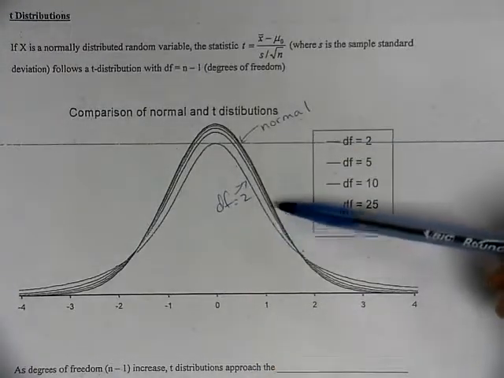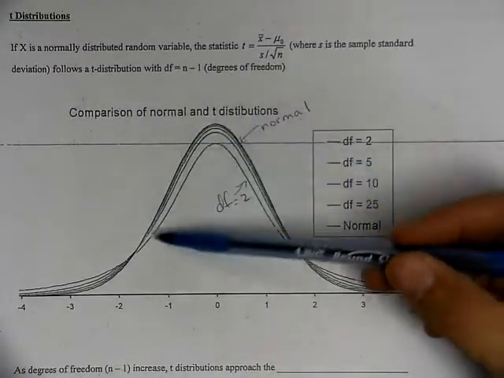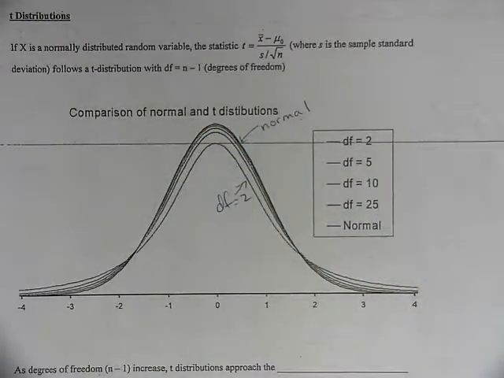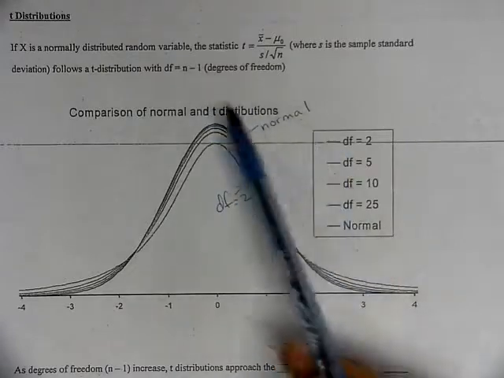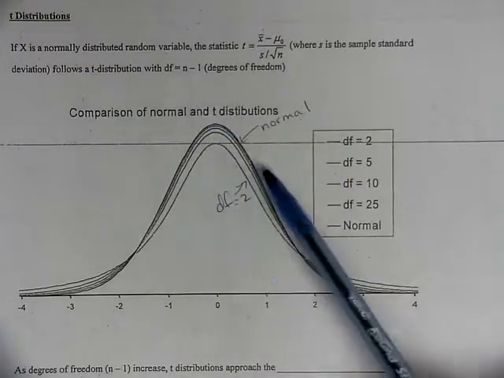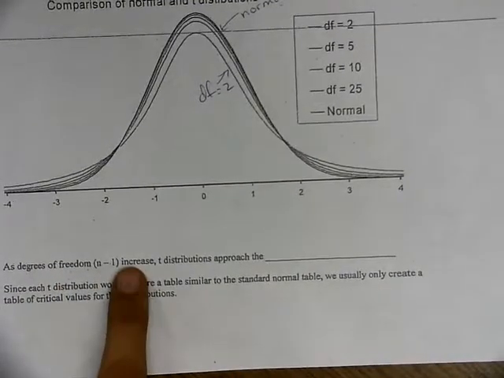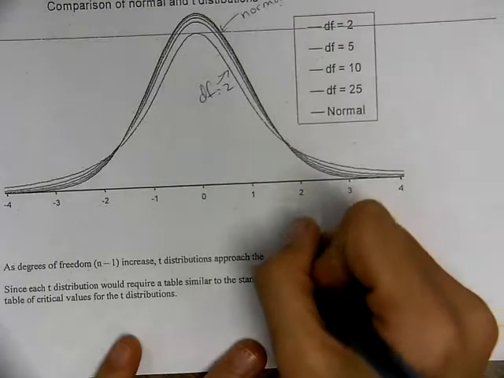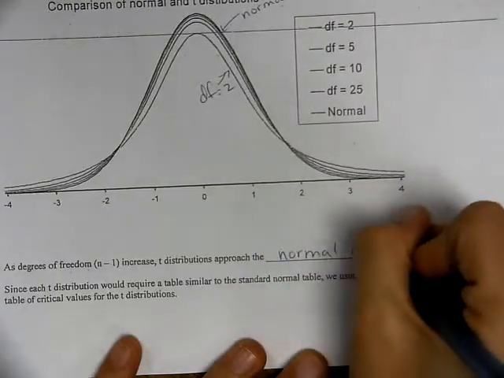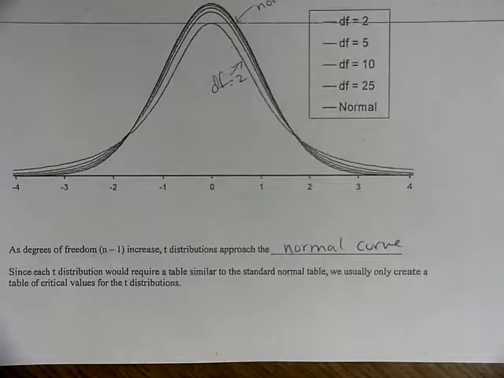So the more degrees of freedom you have, the higher your sample size, the closer you get to a normal curve. Because the problem is we're just estimating the true standard deviation from the sample. So we got to give ourselves a little bit of leeway. But the more our sample size increases, because we're only subtracting 1, the closer we get to that normal distribution. So as degrees of freedom n minus 1 increases, the T distributions approach the normal curve. So since a T distribution would require a table similar to the standard normal table, we usually only create a table of critical values for the T distribution.